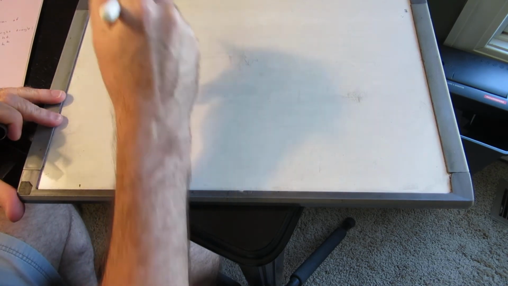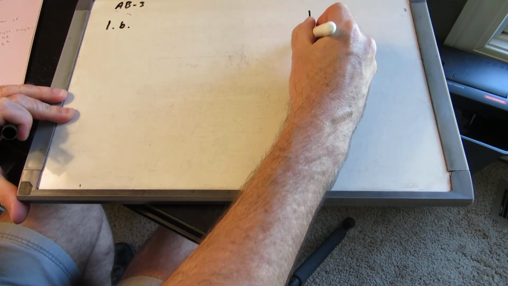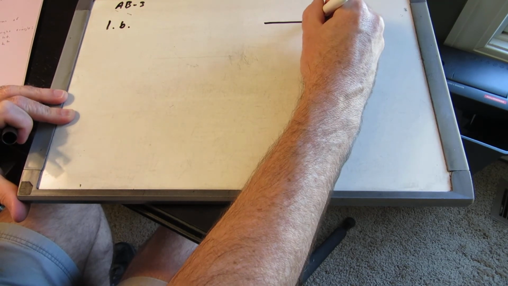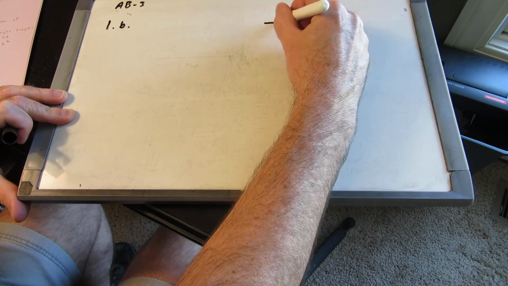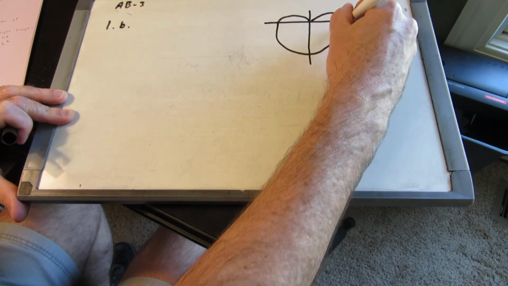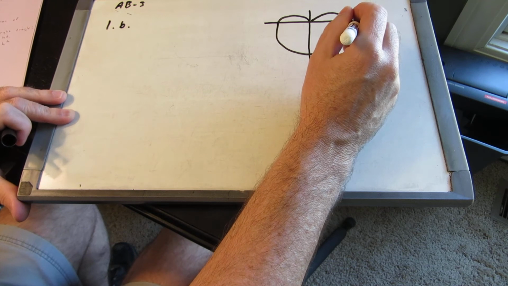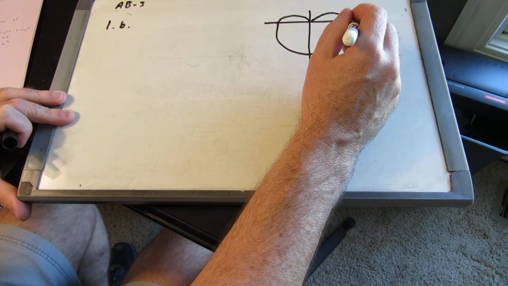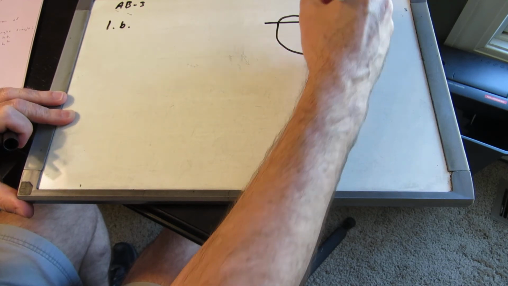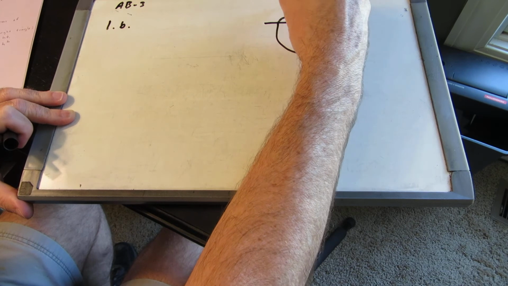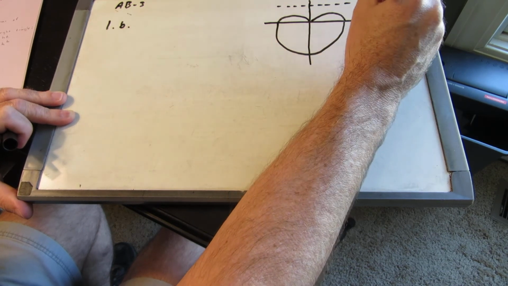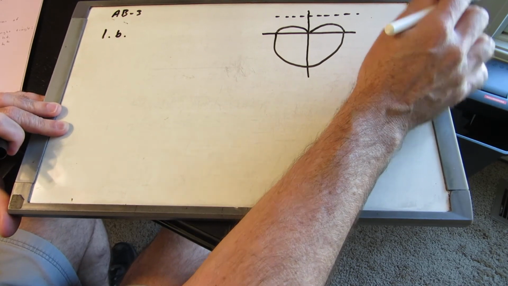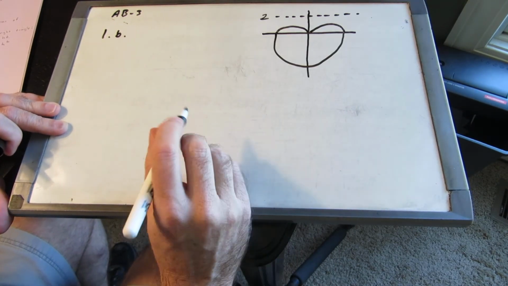Part B, so I'm going to draw this thing again. Okay, it says set up but do not evaluate an expression for the volume of the solid generated when region S is revolved about the line y equals 2. So let's put that up there. That'll be about 2.